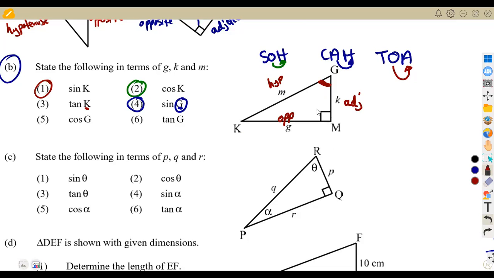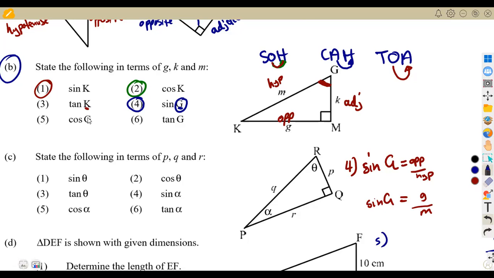So you name the sides according to the angle. Because you are referring to angle G, these sides are going to change. So in this case, the sine of G is going to be given. Remember, we talked about the ratio of sine, which is opposite over the hypotenuse. The ratio is not going to change, so you simply substitute the opposite according to this G. The opposite this time is G over the hypotenuse, which is M. So the sine of G is going to be G over M, all right?